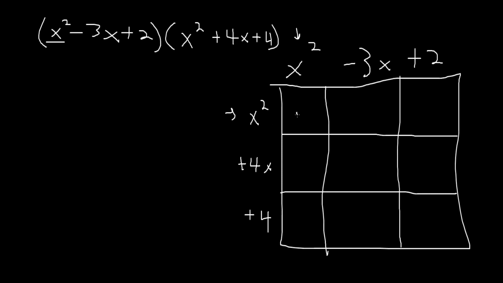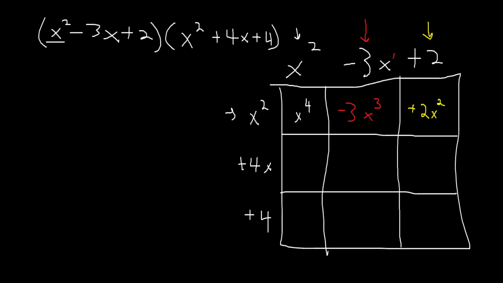So x squared times x squared, that's going to be x to the 4th. Next, let's do x squared times negative 3x. So that'll be negative 3, and remember, this is x to the 1st, so we'd have negative 3x to the 3rd. And then for our last one, let's go ahead and do yellow. We'll do positive 2 times x squared, so it'll be a positive 2x squared.